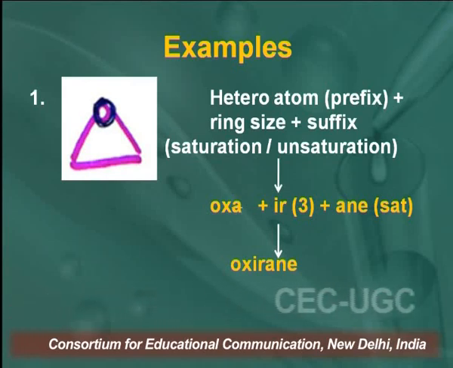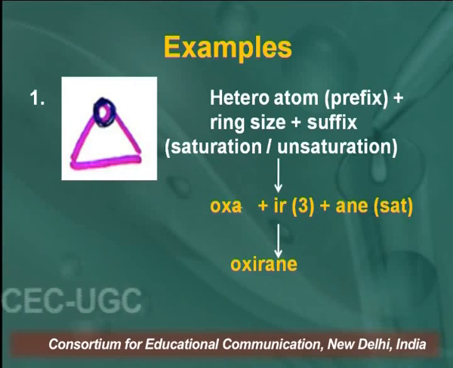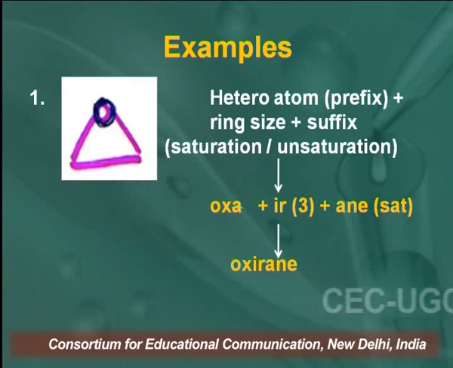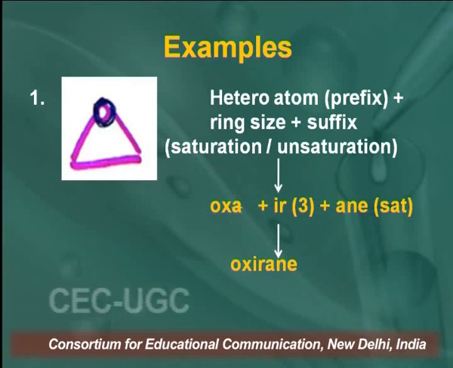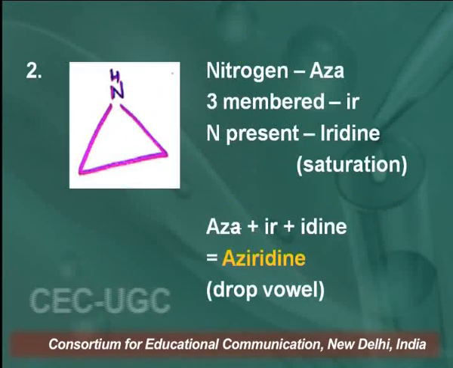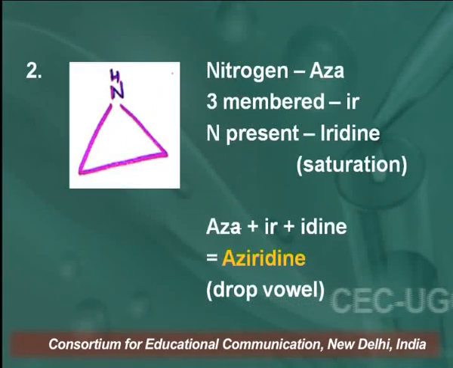Learners, you have to drop the vowel from the prefix. Remember, before writing the name, you have to drop the vowel a. So it will be oxirane. Ox is the prefix, it mentions the nature of the heteroatom. Ir is the size of the ring, and ane is the saturation, right? So it will be oxirane. Next example. Now you have to find out again.